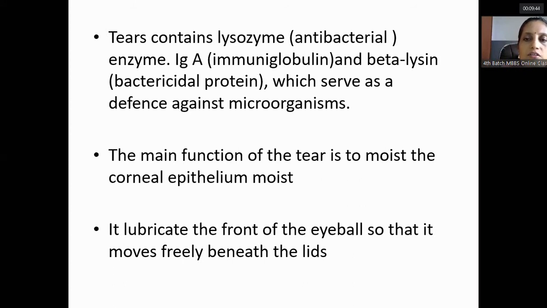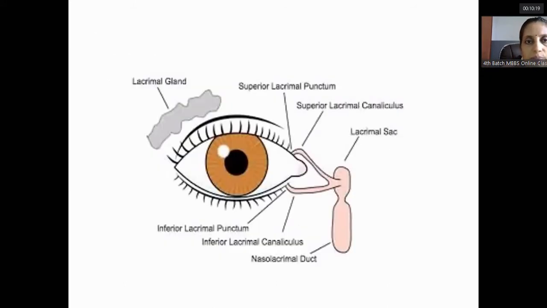So the main function of the tear is to moisten the corneal epithelium. It keeps the eye in moist conditions, so that the cornea is always kept moist. It prevents dehydration, and this lubricating action in front of the eyeball maintains the free mobility of the lid, so that the movement of the lid and of the eyeball is easy with the help of the tear film.